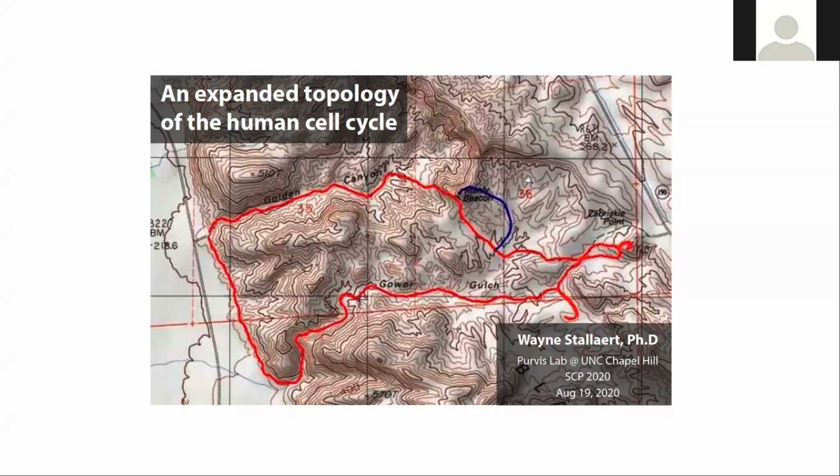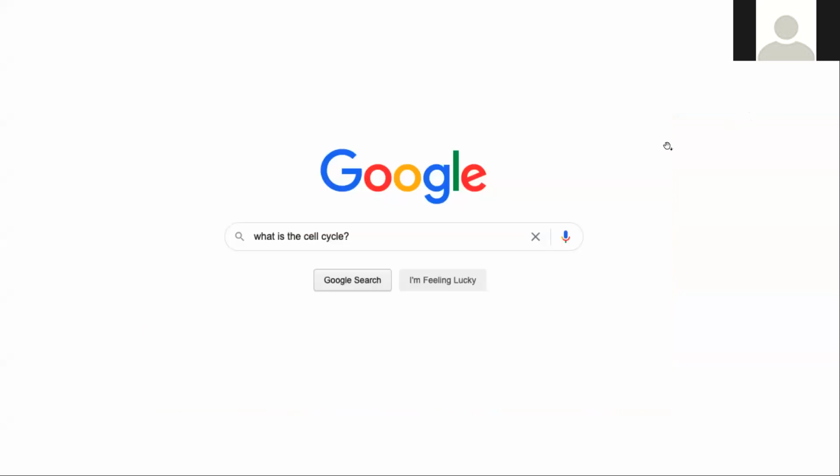So we all know that when I say cell cycle, I'm talking about the ordered sequence of events that a cell goes through to first replicate its DNA and then split it between two genetically identical daughter cells through cell division. But what does the internet think that the cell cycle is?